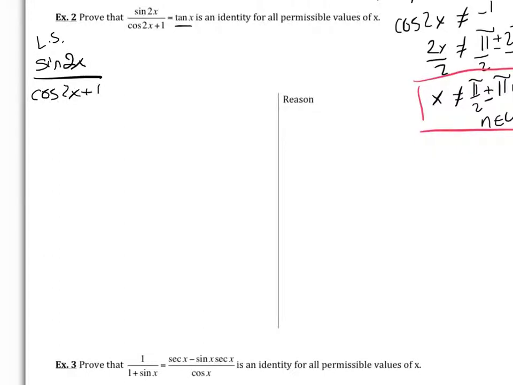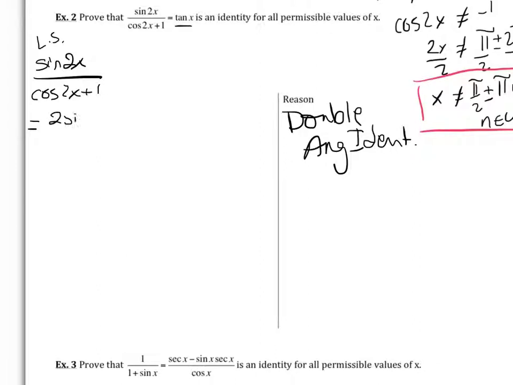Okay, well, what are some things I can change? Well, I can see that I have double angles. So that's where I'm going to start. I'm going to start with double angle identities. So that means that instead of sine 2x, I'm going to write 2 sine x cos x. And in my denominator, I have cos squared x minus sine squared x plus 1.